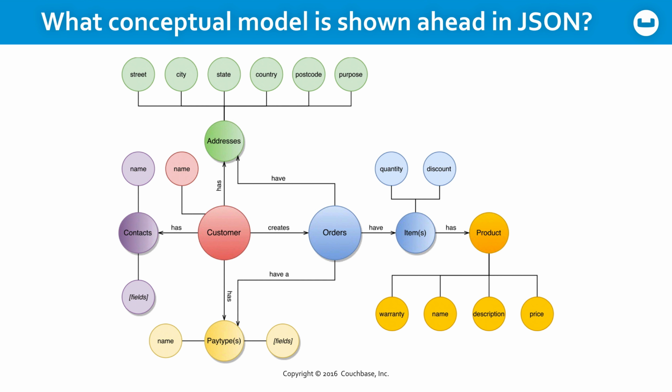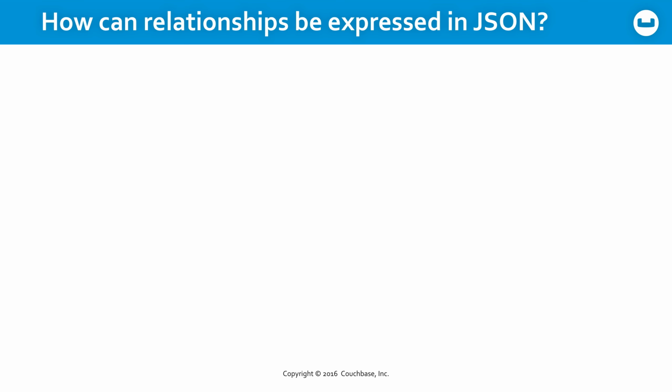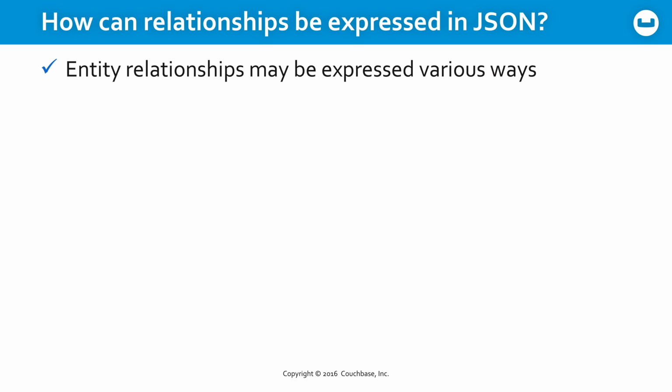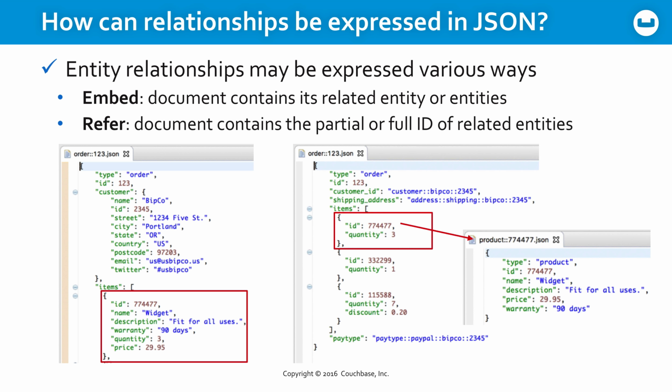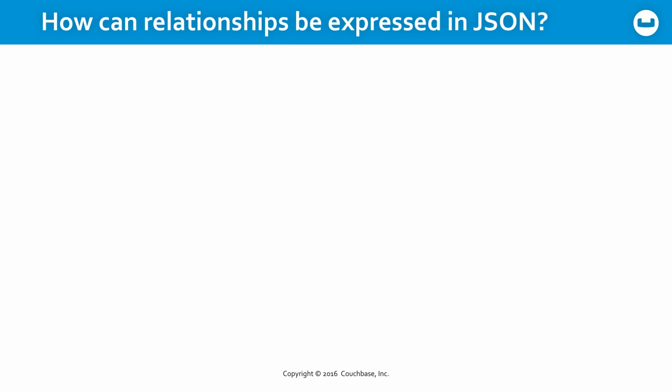Just notice that there are relationships between these entities, some of them implying a one-to-one relationship, some of them implying one-to-many. So how can you express relationships in JSON? Well, there's two basic choices you can make. You can embed, meaning one document contains its related entity or entities, or you could refer, one document contains the partial or full document ID of a related entity or entities.